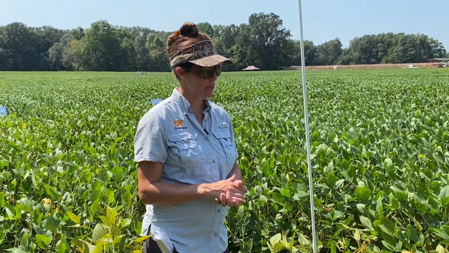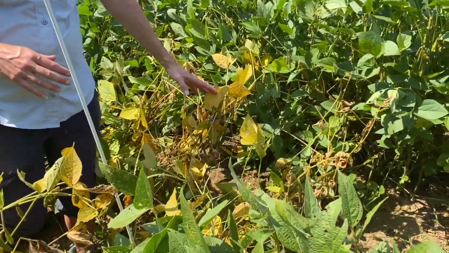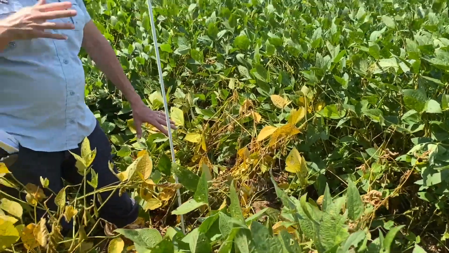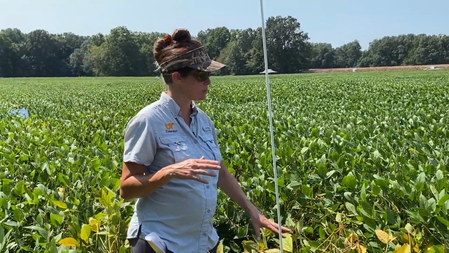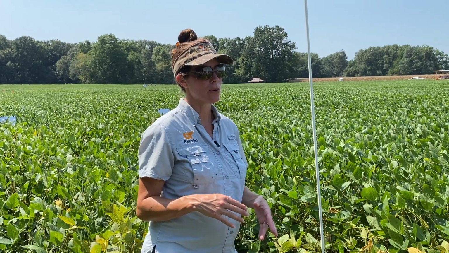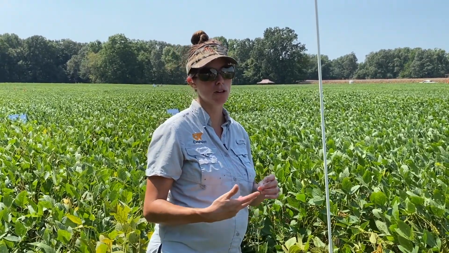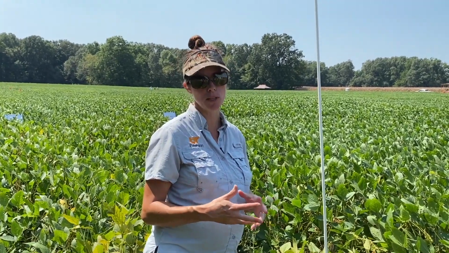So again, we've talked about the yellowing with the green veins for the foliar symptoms, essentially earlier dying plants, and when you go to look at the stems, those plants have kind of died from the soil up, and the root system is again greatly weakened, where a lot of the lateral roots and the taproot might actually fall off or not even come out of the soil when you pull up a plant.